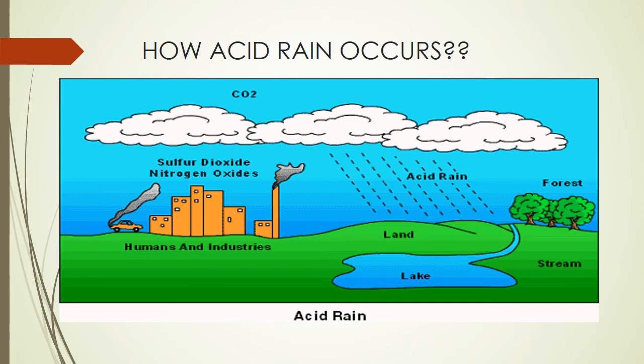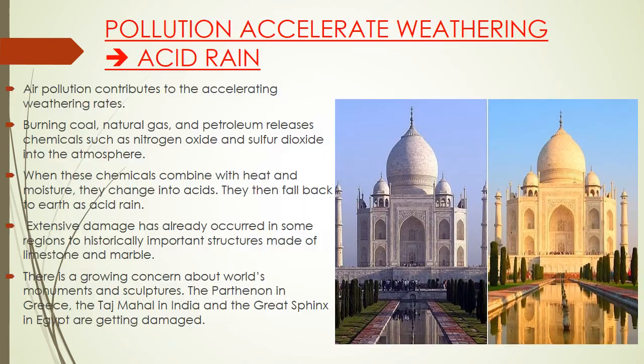Now we will see the process of acid rain. Here you can see the vehicle and the factory. It is emitting a large amount of pollutants like sulfur dioxide, nitrogen dioxide and carbon dioxide. They get mixed with the clouds above, and together they come down in the form of rain, and there is some acidic reaction. Because of that, this rain is called acid rain. After that, it gets mixed with the lake, falls on the forest, and reacts with all other things.